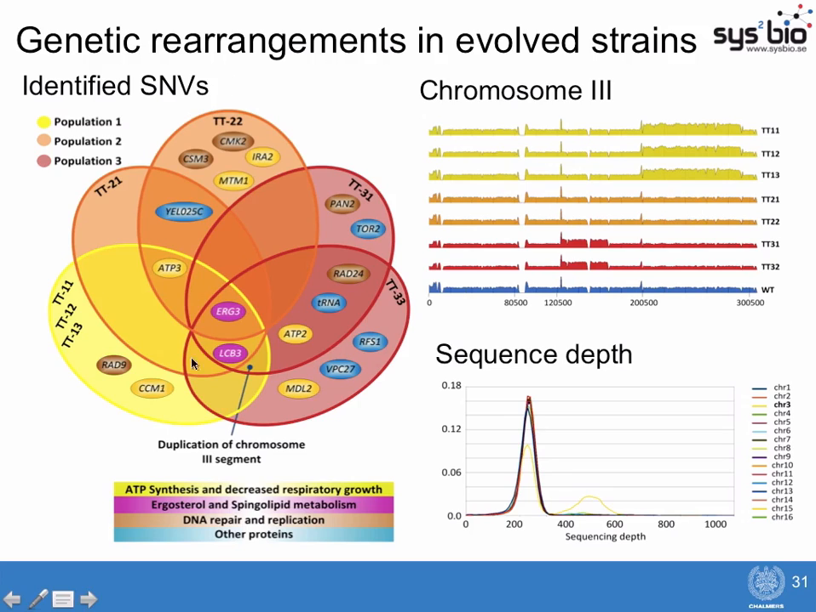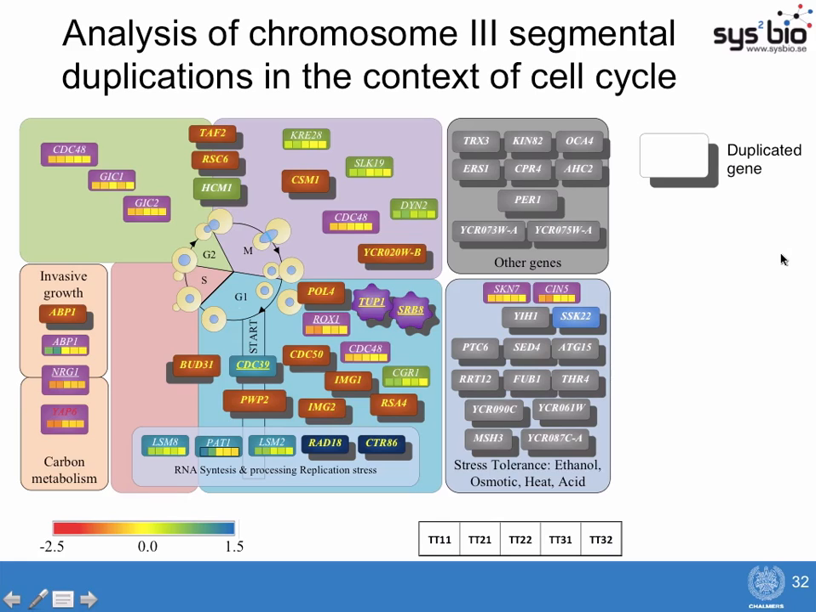We also identified a number of single nucleotide variations in the different clones. We found some that were unique, and actually a single gene that is overlapping in all, that is ERK3, and I'll come back and talk a little bit about that. We also found ATP3 to be in several of the clones identified. But first, let's look a little bit at this chromosome 3 duplication.